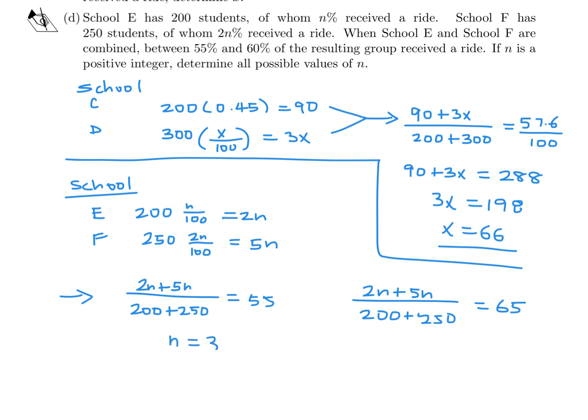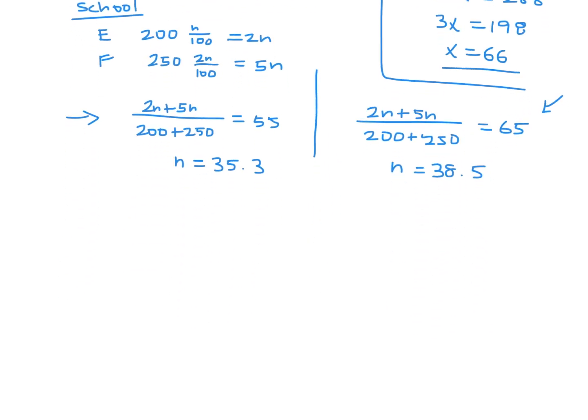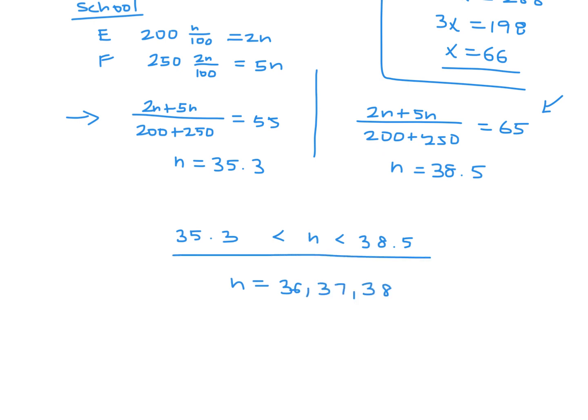It comes out to 35.3. And when you do this equation, the n comes out to 38.5. So that means that my n is between 35.3 and 38.5. Now n is an integer, so that means n can be either 36, 37, or 38. In this range, those are the only integers.